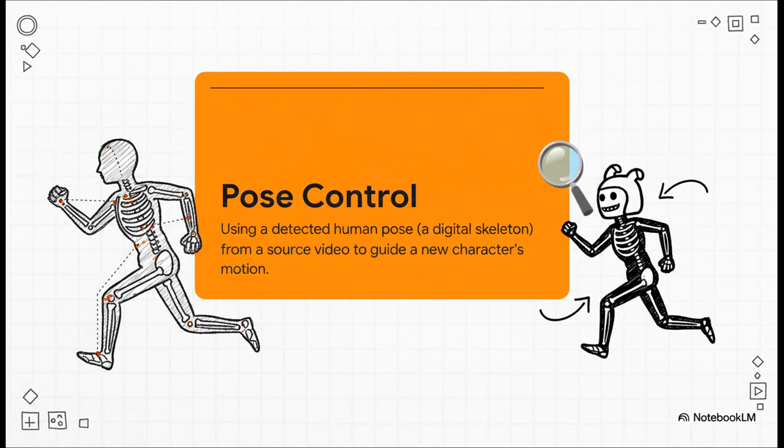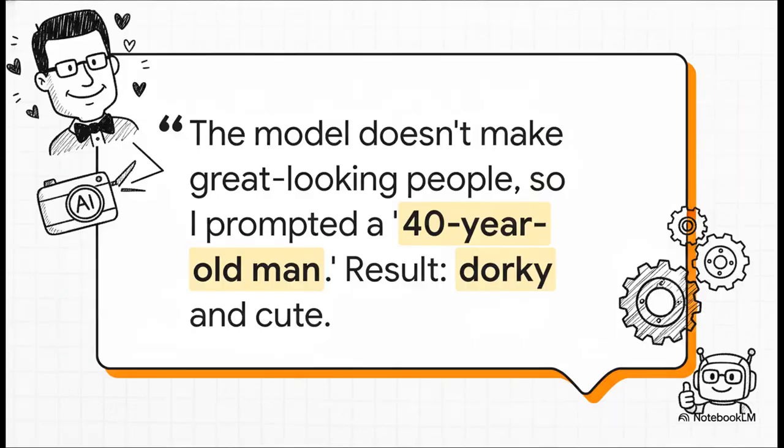Let's just focus on pose control for a second because it's such a perfect example of this directorial power. The AI looks at a source video, it creates this digital skeleton mapping out every movement, and then it uses that exact skeleton to animate a brand new character that you just described in your text prompt. It's amazing.